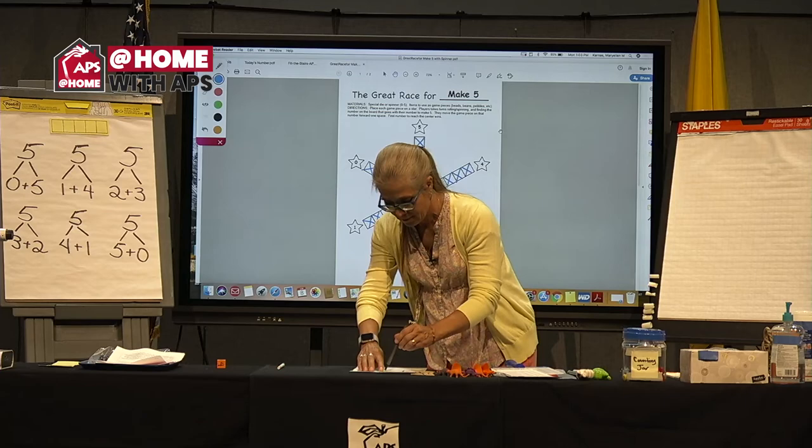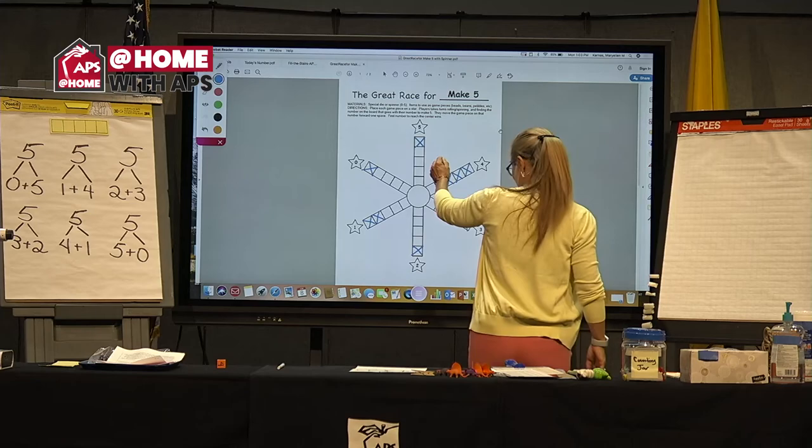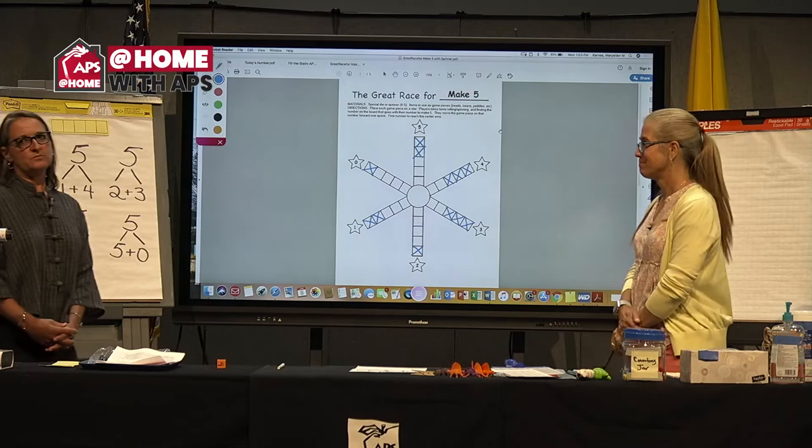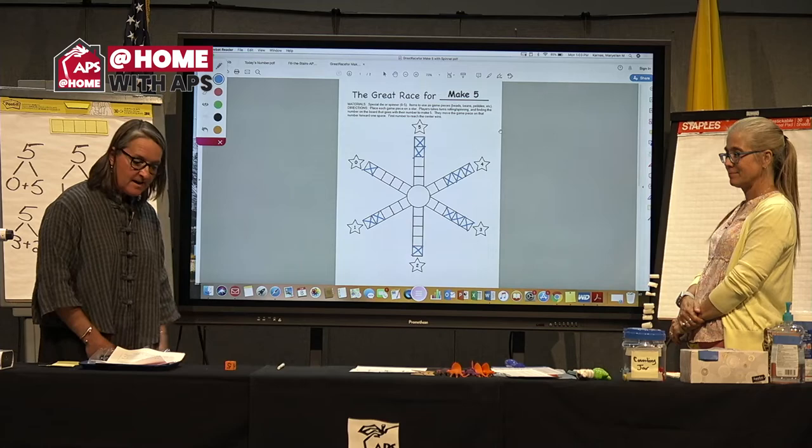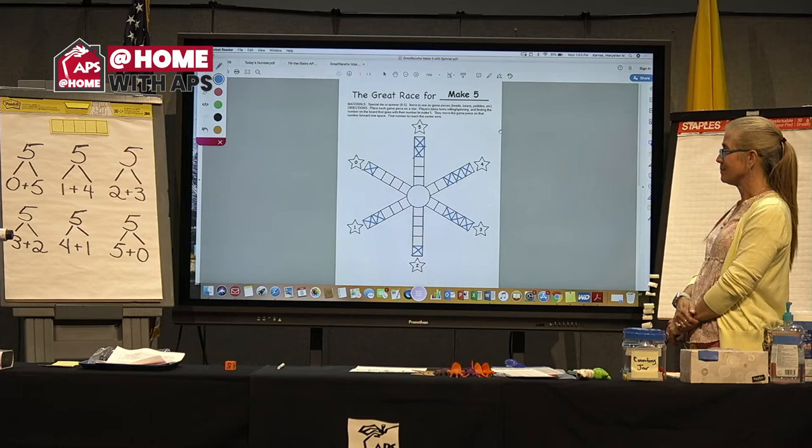I got another zero. So zero and five. So five's really moving now. It's good. We wouldn't want five to be sad, would we? A one again. Okay, so I have one. How many more do I need for five? One plus four makes five. And we can think about fingers too, or we can think about our frames.